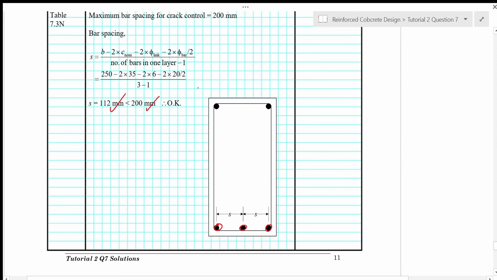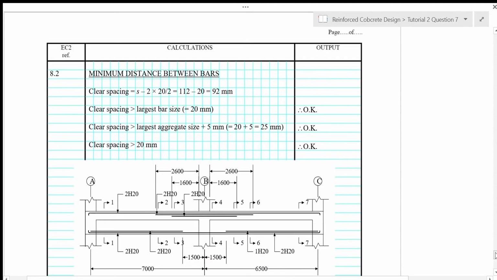So it's okay. And then for the minimum distance between bars, the clear spacing is calculated using the spacing minus 2 times half diameter, so it's 92 mm. So 92 mm is larger than all the 3 requirements, so it's okay.